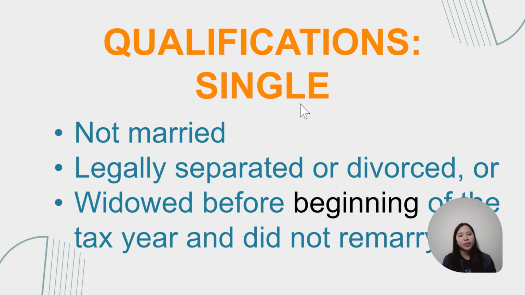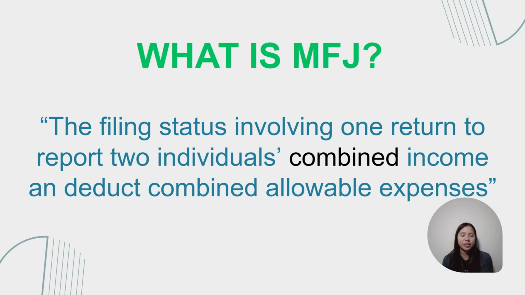Some of the qualifications for the filing status of single are that you're not married, you're legally separated or divorced, or you were widowed at the beginning of the tax year and did not remarry. We talked about how taxpayers with a spouse that died during the tax year are considered married for the tax year. But if your spouse died before the tax year and you still did not remarry, you are considered single. And you will have to file for this status, unless you have some other exceptions, which we'll go over.